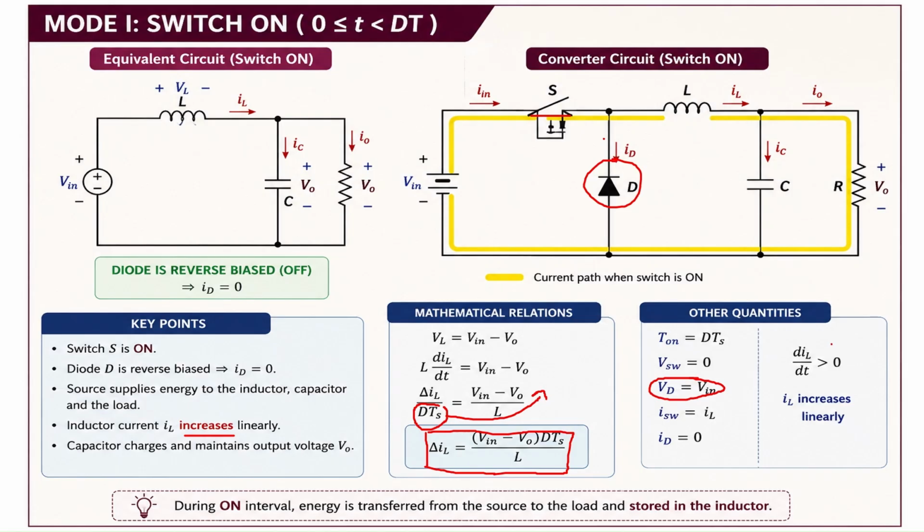And here dIL by dt is greater than 0, hence your inductor current is linearly increasing. So keep this in your mind. When we are drawing the waveform, we need this for the turn on time.